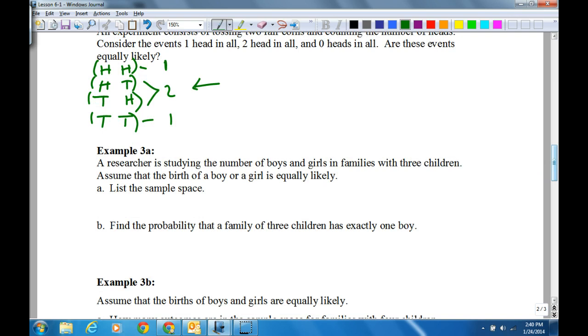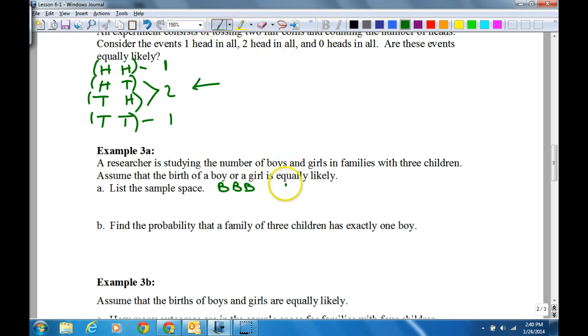Okay. Example 3A. A researcher is studying the number of boys and girls in families with 3 children. Assume that the birth of a boy or girl are equally likely. List the sample space. So we have 3 kids. Let's start. Boy, boy, boy. Oh, 3 kids. We could have girl, boy, boy. Okay, so we want to do boy, girl, boy.